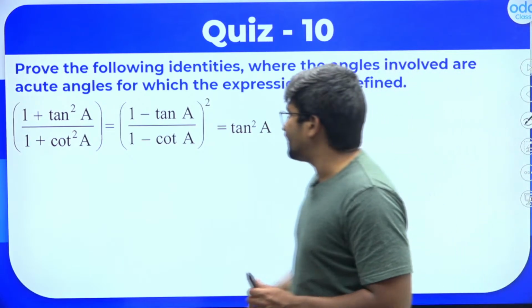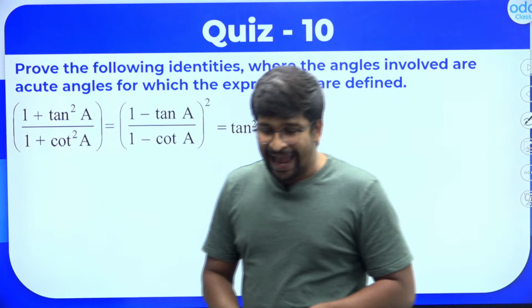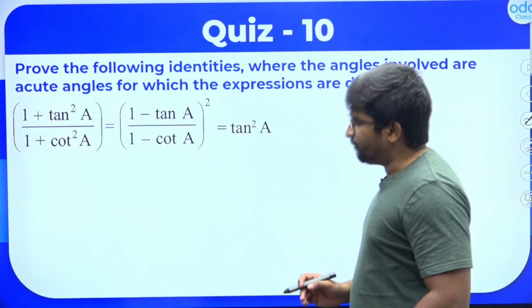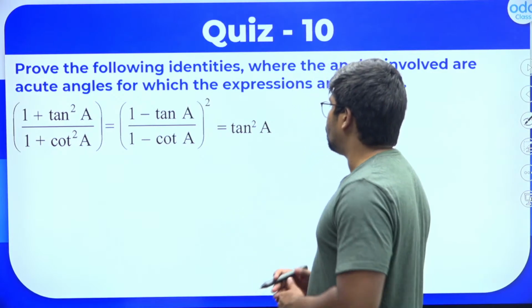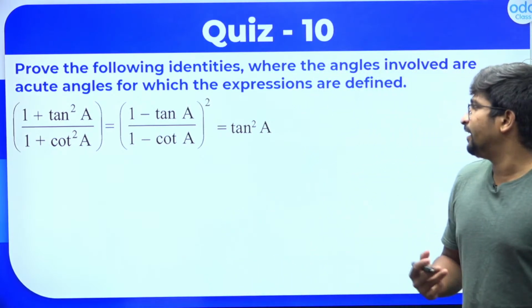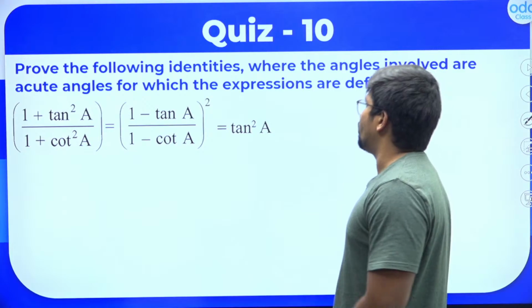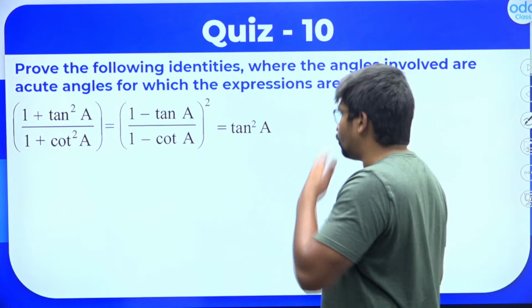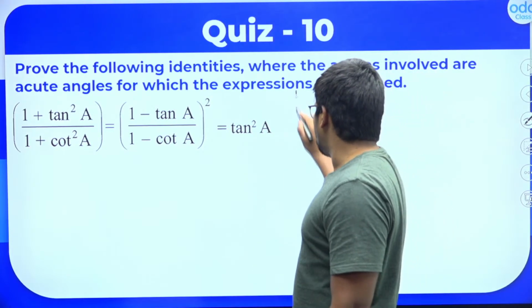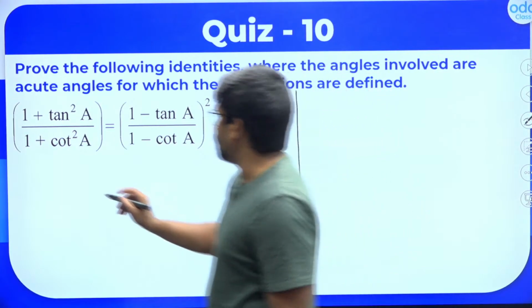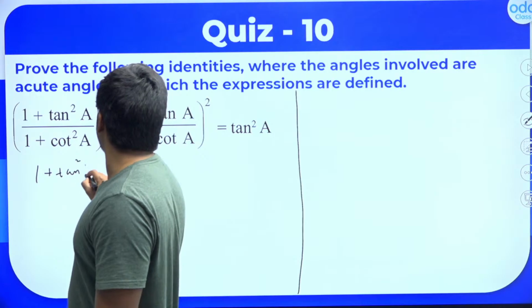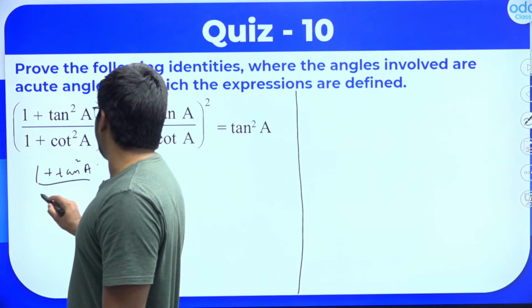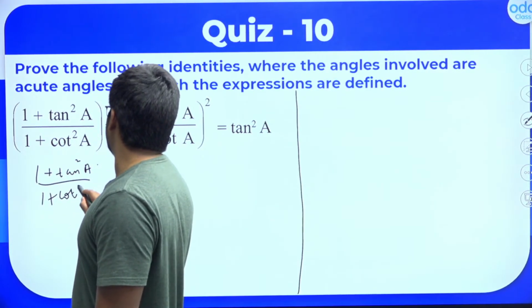You have to prove that (1 plus tan square A) divided by (1 plus cot square A) is equal to ((1 minus tan A) divided by (1 minus cot A)) the whole square. That is indeed equal to tan square A. So all these two things are equal to tan square A, you have to prove. Let's take the first one: (1 plus tan square A) divided by (1 plus cot square A). This is what you have.